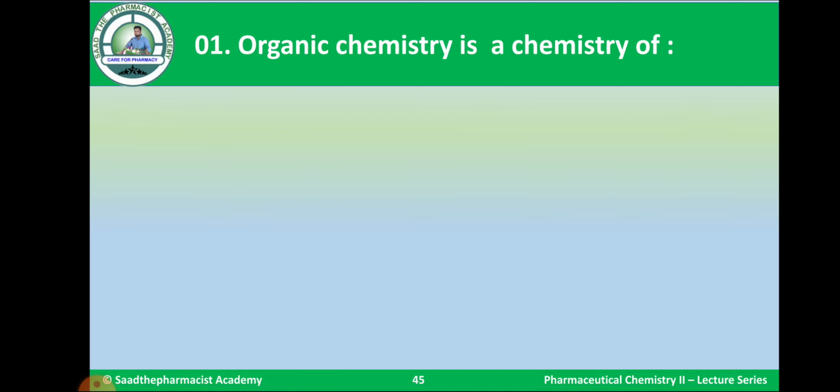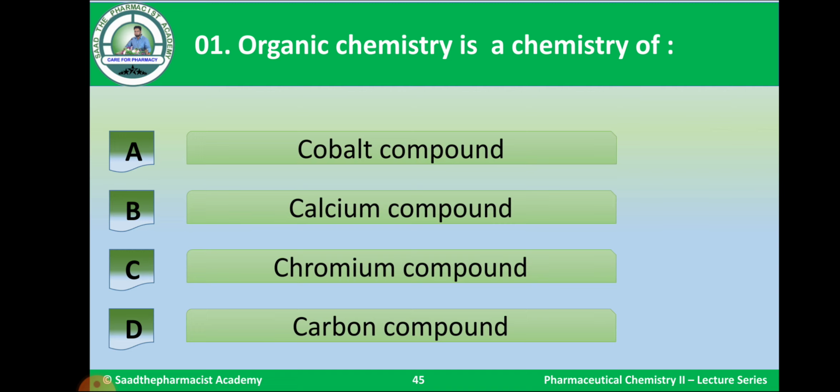Thank you, Saad sir, for giving me the opportunity for this lecture. The first question for the learners is: organic chemistry is chemistry of, and the options for this question are A. Cobalt compound, B. Calcium compound, C. Chromium compound, D. Carbon compound.